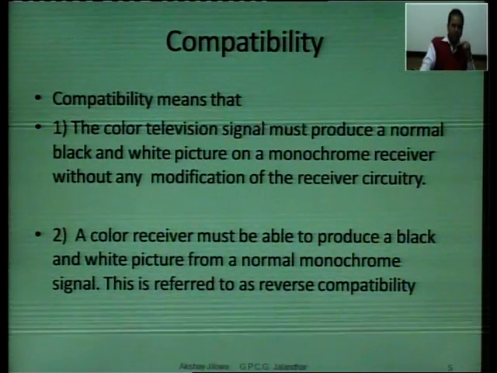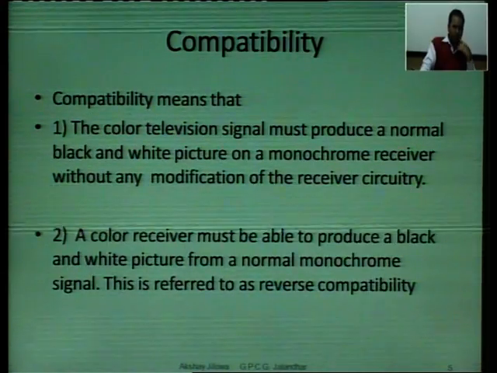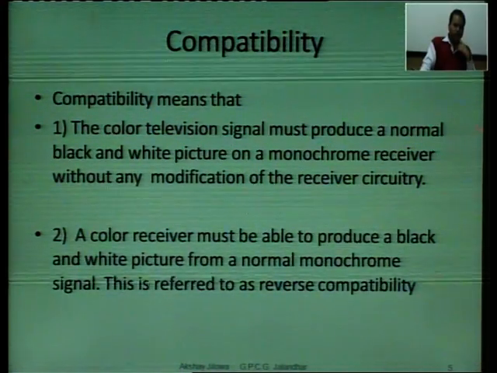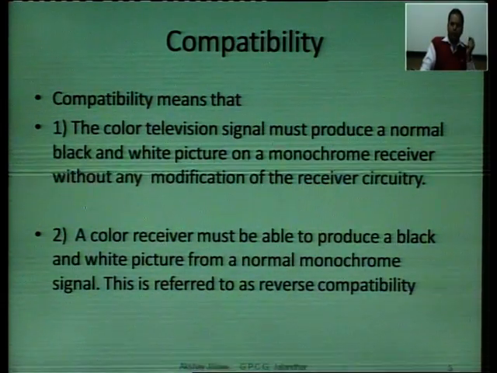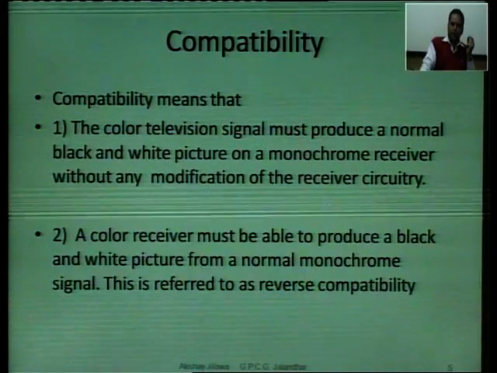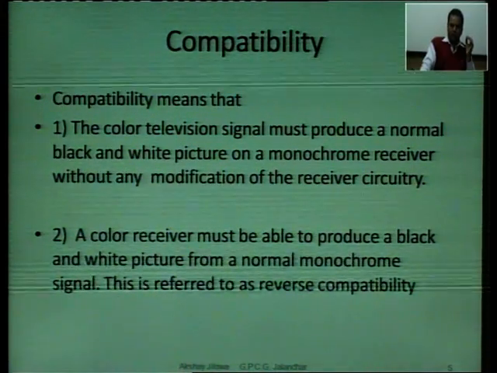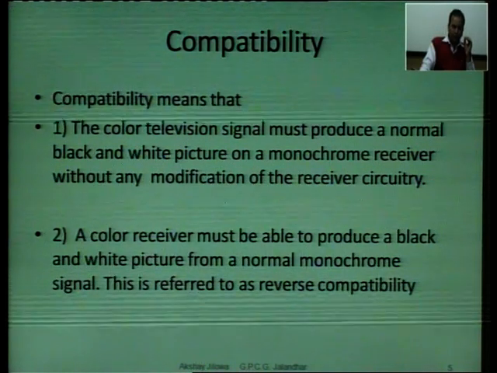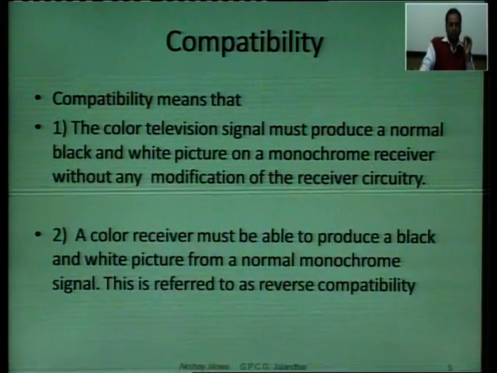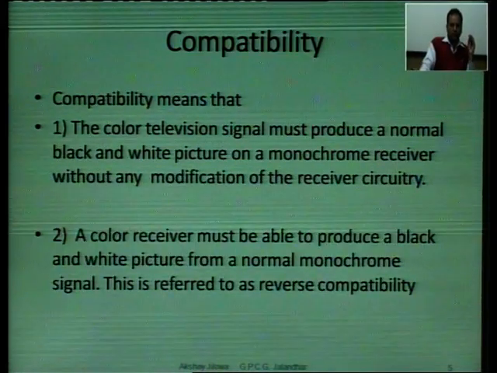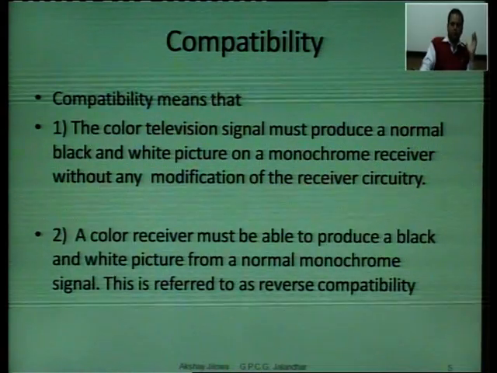So, under this, what does compatibility mean? It means, number 1, the color television signal must produce a normal black and white picture on a monochrome receiver without any modification of receiver circuitry. Means if it is color TV, it must produce a black and white picture.